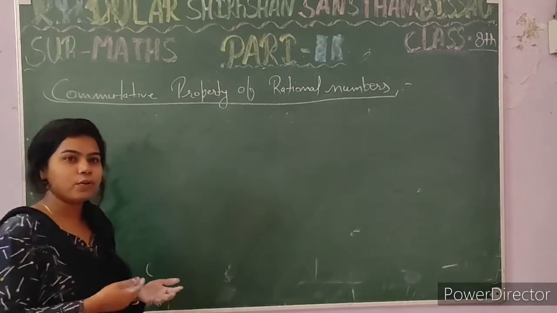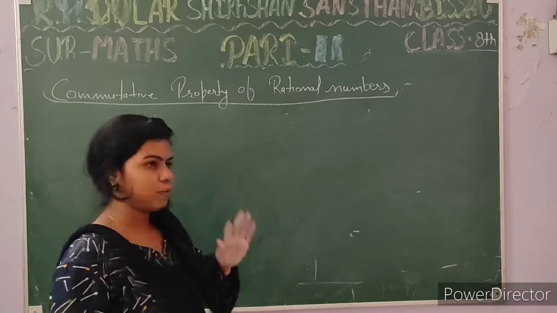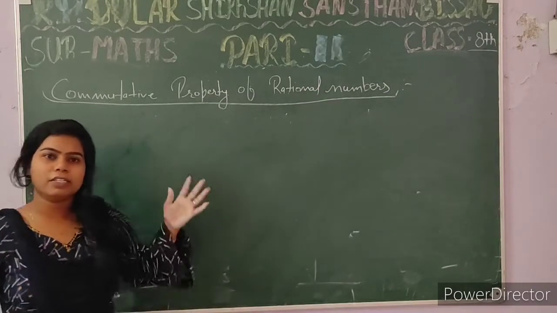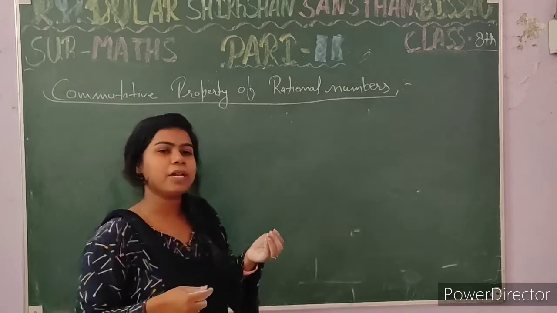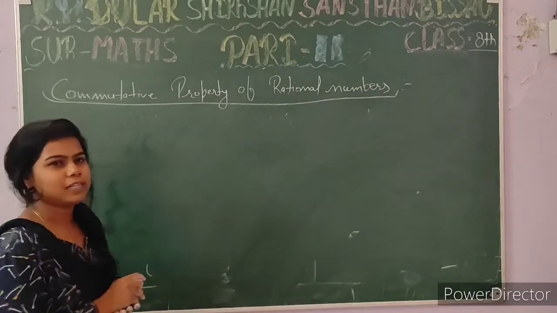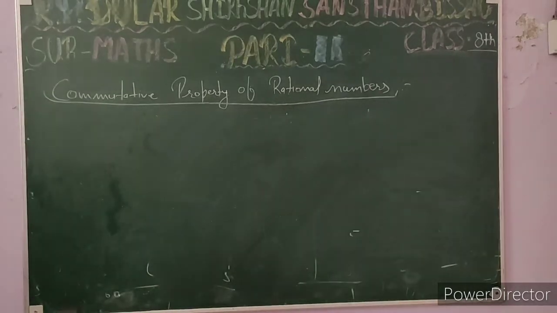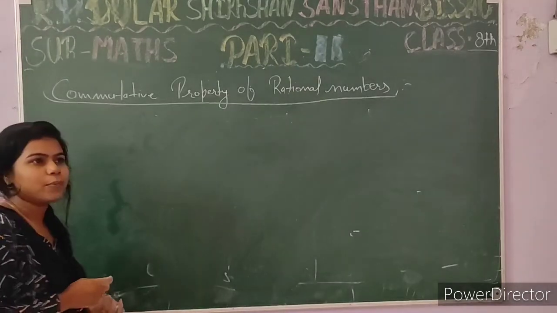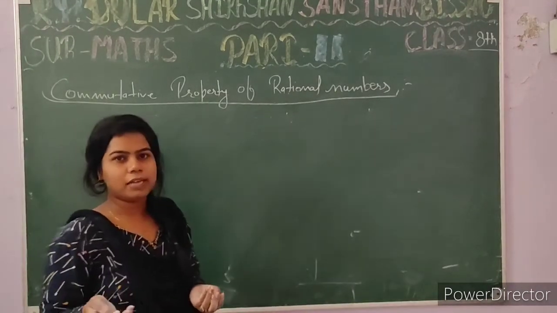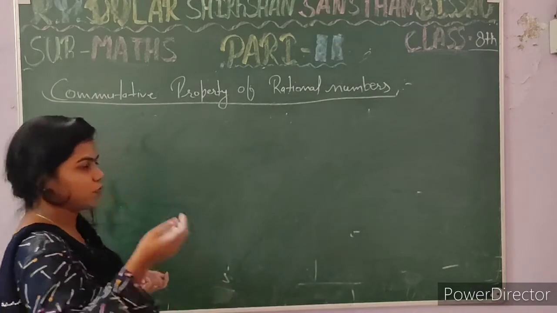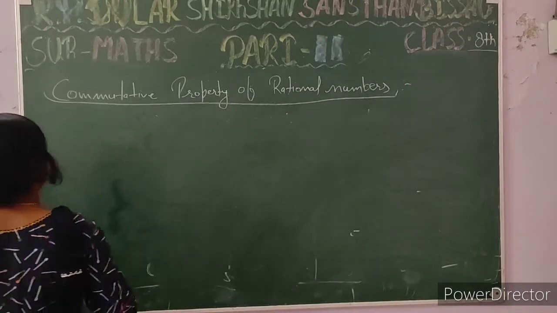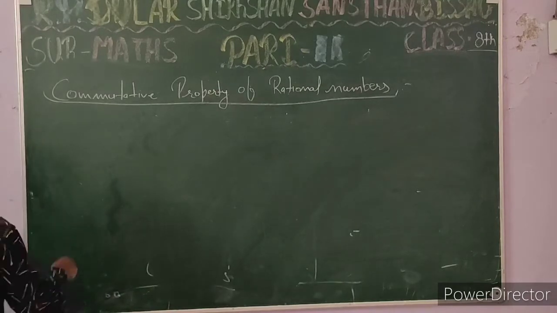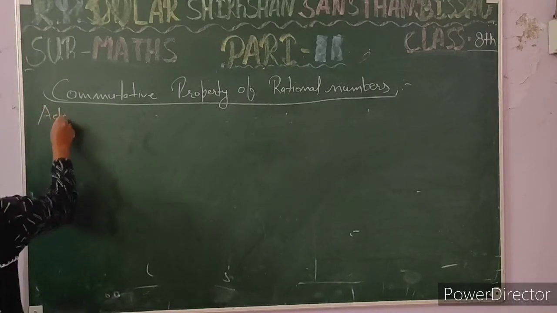So first of all, we need to know the addition of rational numbers. In the previous part, I told you about the addition of rational numbers. If you have some doubts, you can see the previous parts also. I told you how we add rational numbers if the denominators are the same and if the denominators are not the same. Here, look how we can use this property. First of all, I tell you addition.